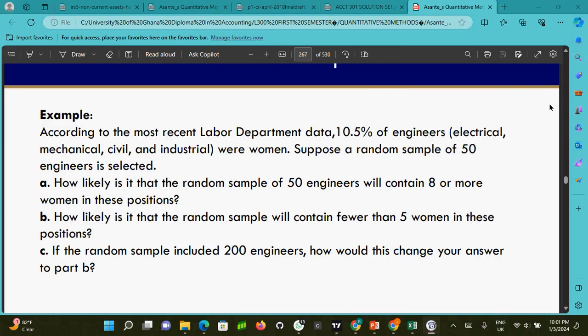Let's quickly solve this. Please, I hope my line is not breaking. No, it's not breaking. Okay.